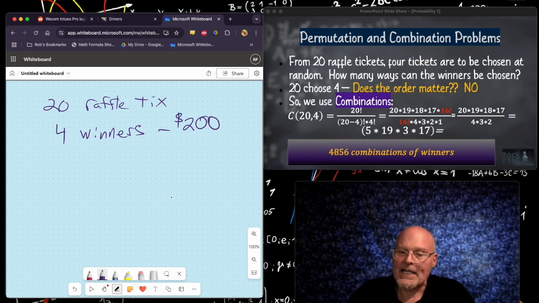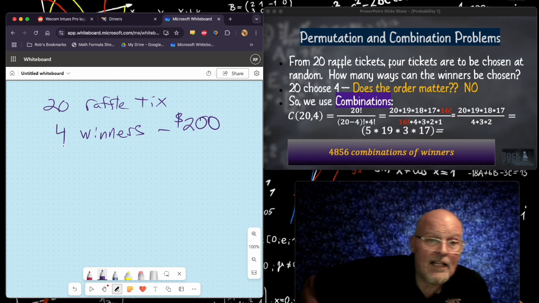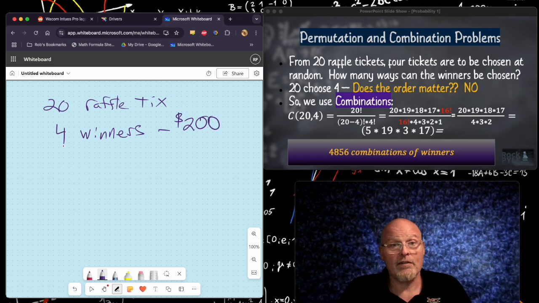Okay, because the prizes are all the same, the question we want to know is, does the order matter? Does the order matter in how we choose the tickets? And the answer there is no, it doesn't, because every one of the winners, if you're the 4th winner, you get the same result as the first winner. So order doesn't matter. So we're going to use the combination formula.